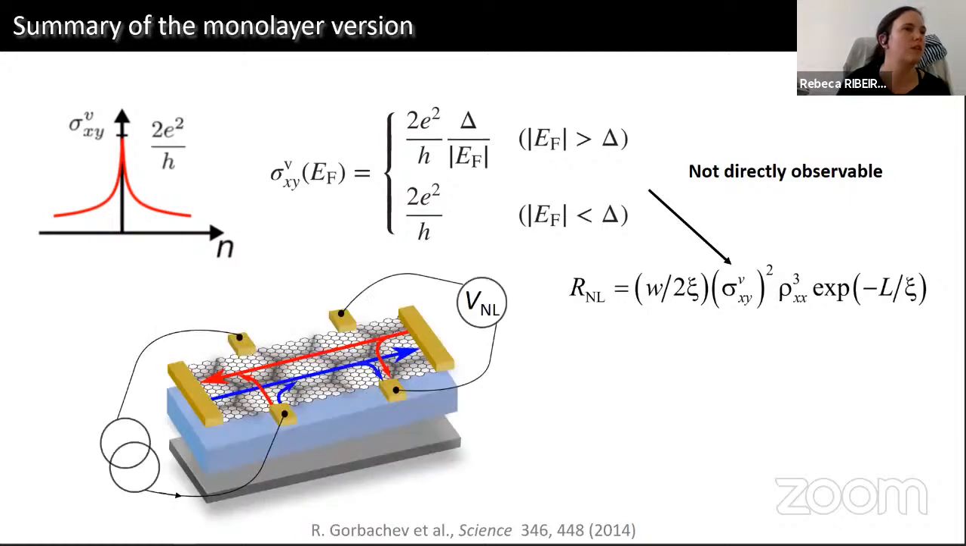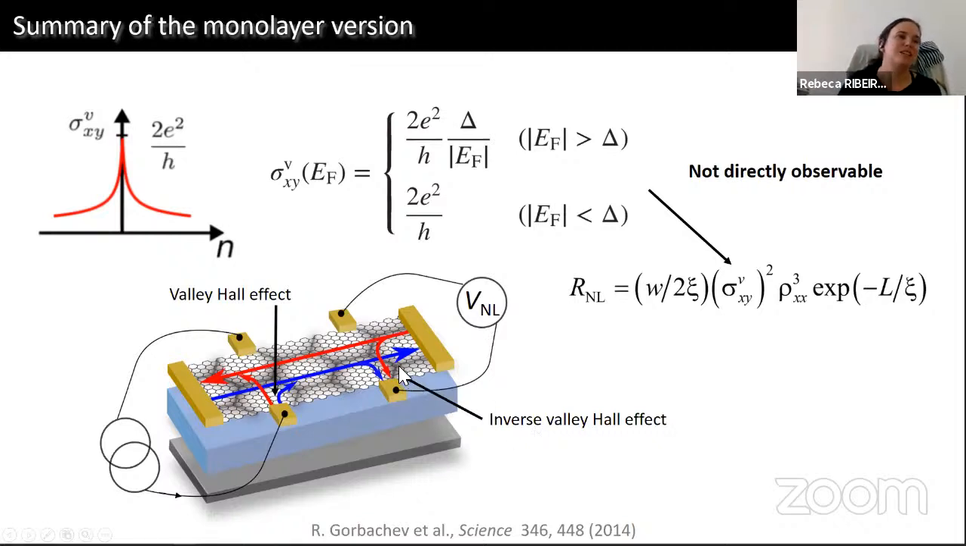And the way we measure this non-local resistance is we apply a current in these two leads. Normally, without the Berry curvature and without this contribution of the valley Hall conductivity, the carriers should go straight from one electrode to the other. In the case of a breaking of inversion symmetry, an energy gap, and an important Berry curvature, we will have carriers belonging to one valley going in one direction, and the ones belonging to the other valley going in the opposite direction. So this is called the valley Hall effect. On the other side of our sample, we have the inverse valley Hall effect, which will create a charge accumulation in one of our electrodes, and that will be the origin of our non-local signal.